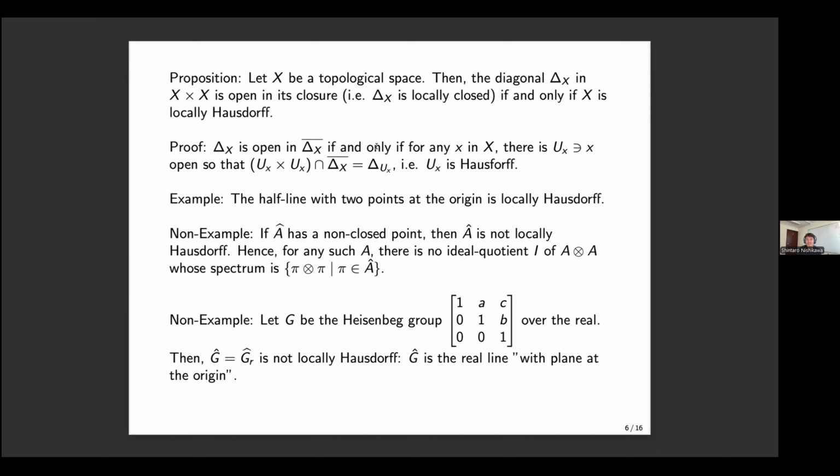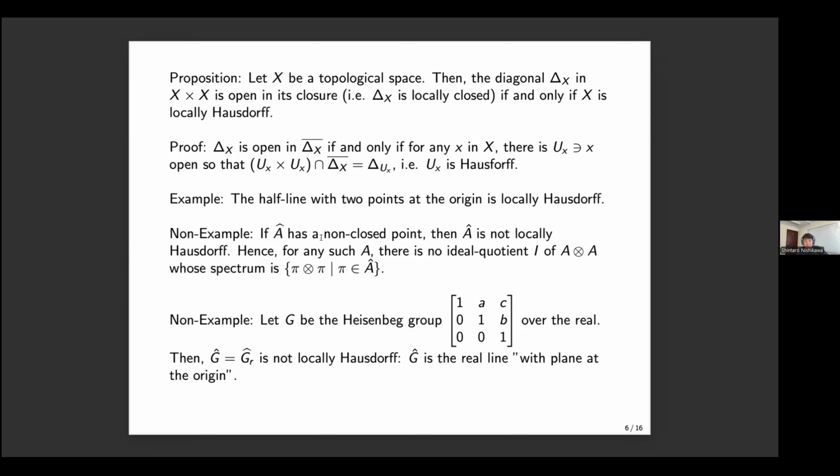We can find some ideal I if and only if your spectrum is locally Hausdorff. So let me give you an example. The half line with the 2 points at the origin, the example I told you, this is locally Hausdorff because there's only one non-Hausdorff point. You can remove 1 point by open set and so on. This is a T1 space.